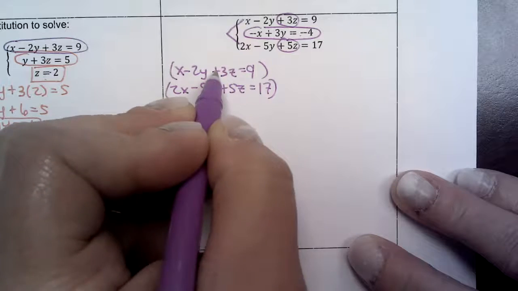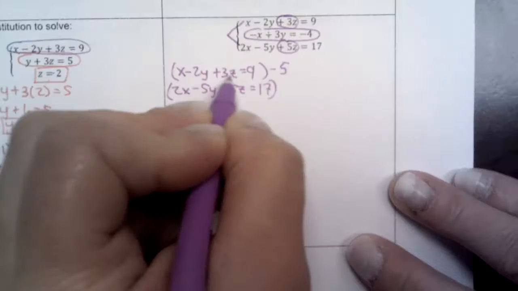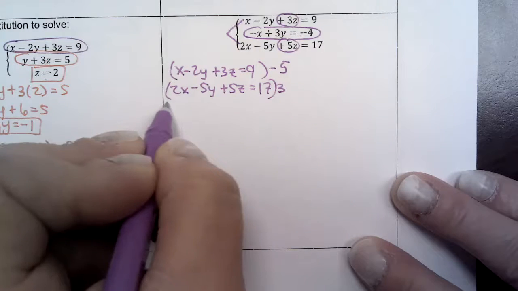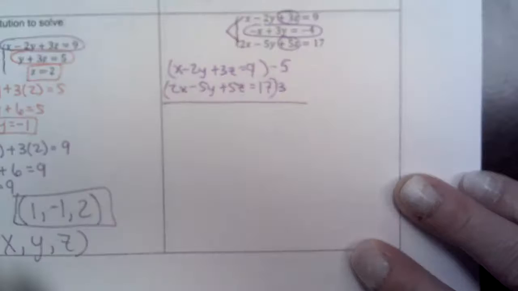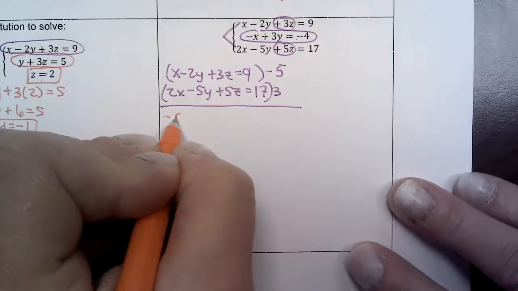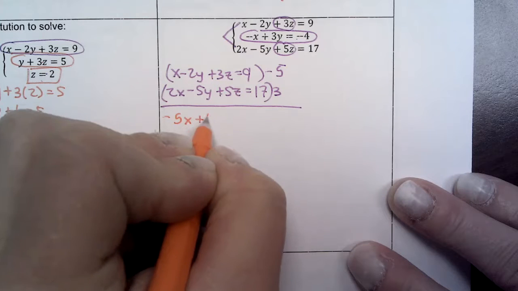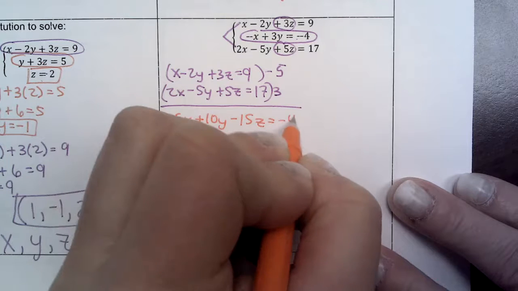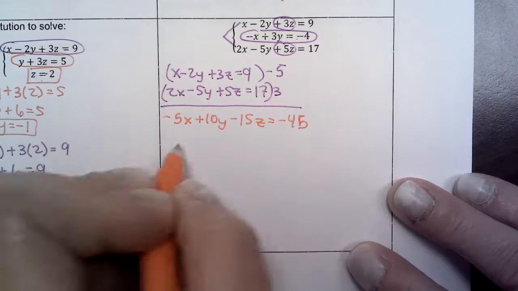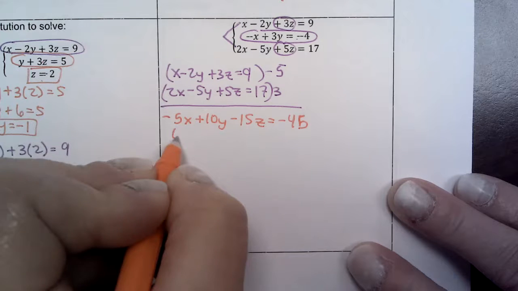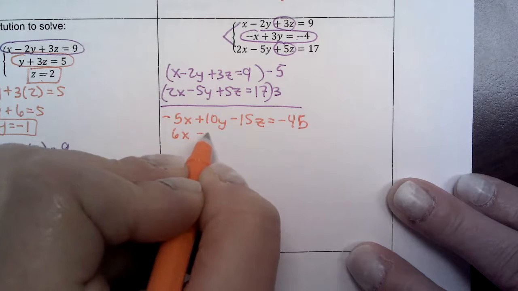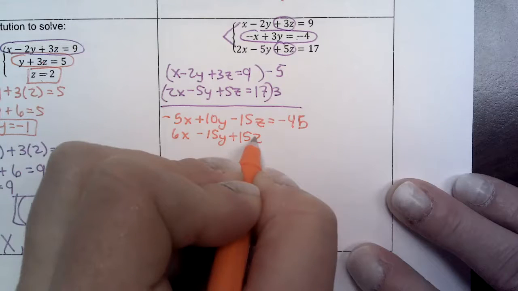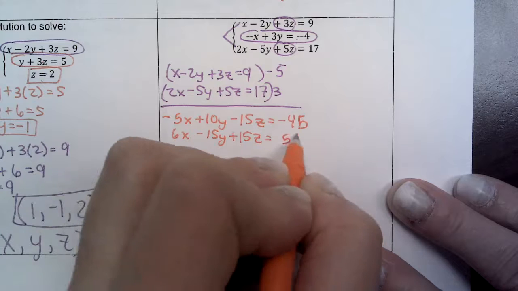So I'm going to multiply this top one times negative 5, and that'll make that negative 15z. And I'm going to multiply this bottom one times 3, and that'll give me 15z. All right, so I'm going to rewrite those now that I've multiplied them. So it's going to be negative 5x plus 10y minus 15z equals negative 45. Now my second one is going to be 6x minus 15y plus 15z equals 51.